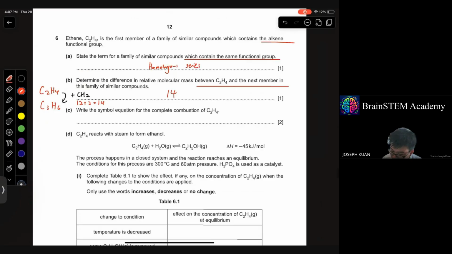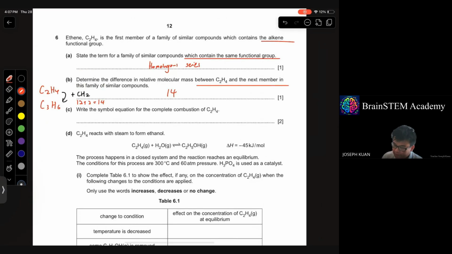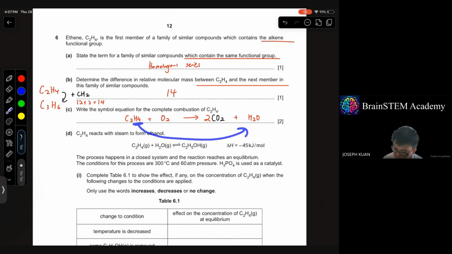Next, write the symbol equation for the complete combustion of C2H4. Complete combustion means reacting with excess oxygen, such that it forms carbon dioxide. And since there's hydrogen, this also gets oxidized, which forms water. To balance the equation, it is easier to look at carbon first. So 2 carbon dioxide form, and there's 4 hydrogen, so 2 water is formed. Based on calculation here, we have a total of 6 oxygen. So we need 3 oxygen gases.